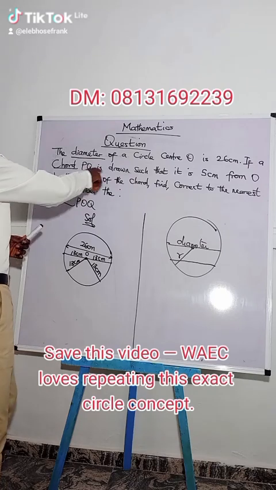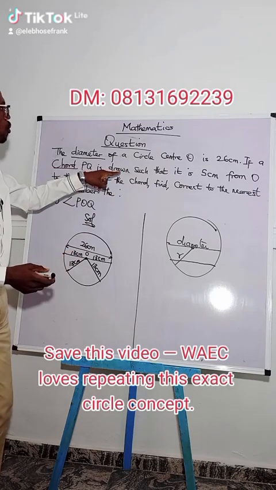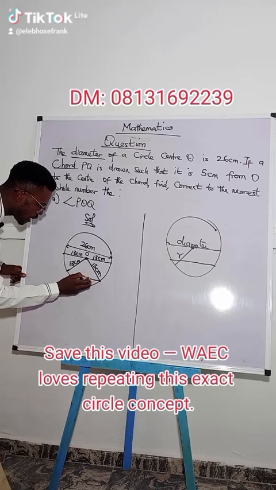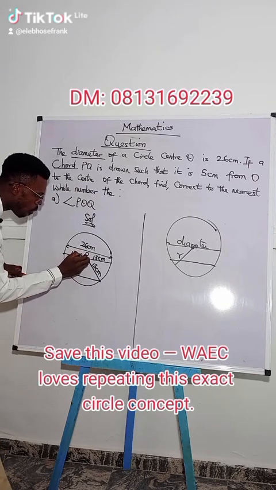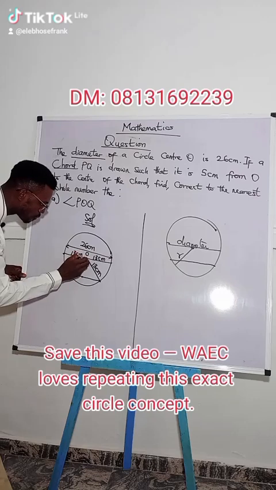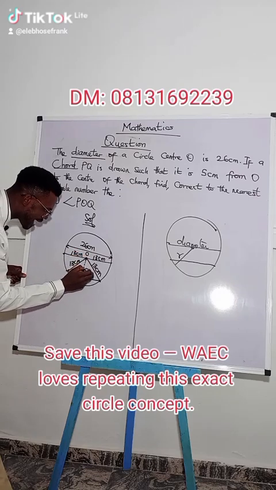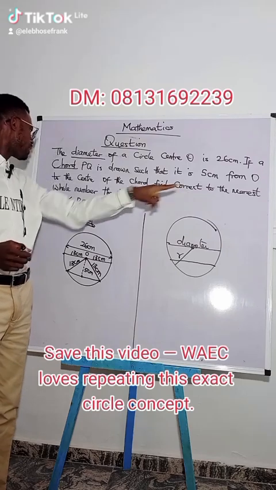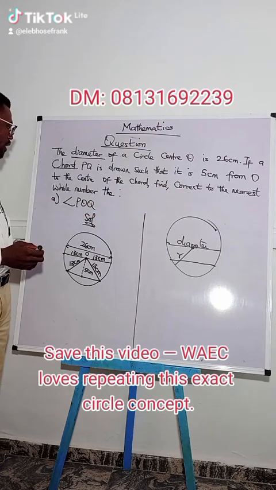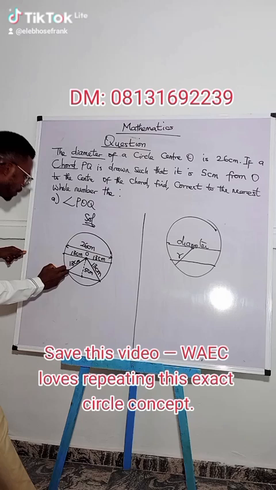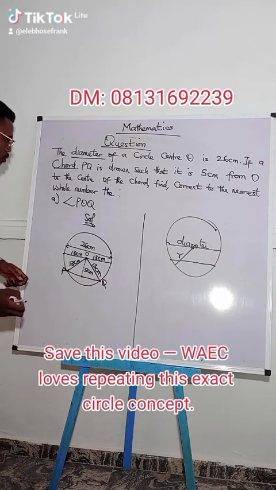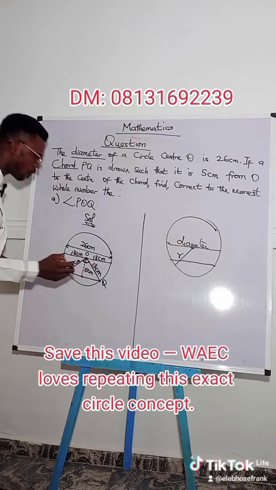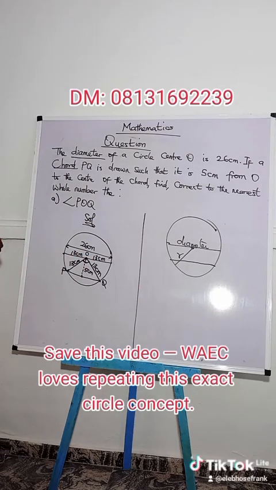Now we are told that chord PQ is drawn such that it is 5 cm from O. This is the chord, 5 cm from O. This is O, this is the chord. So that means from here to here is what? 5 cm. All right. Now we are told find, correct to the nearest whole number, angle POQ. The chord is PQ, don't forget PQ. So we are told to find angle POQ. So this angle is what we are to look for in this question.